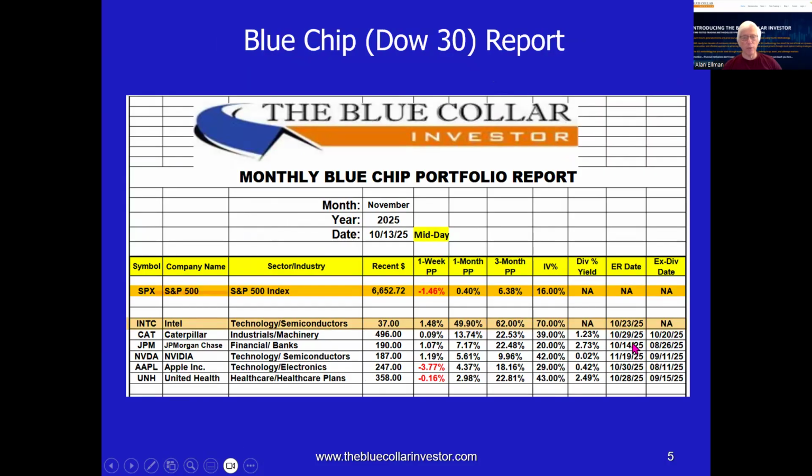And finally, from our blue chip or Dow 30 report, I selected Intel, which at the time was the best performing over the last 1 month of the 30 Dow stocks.